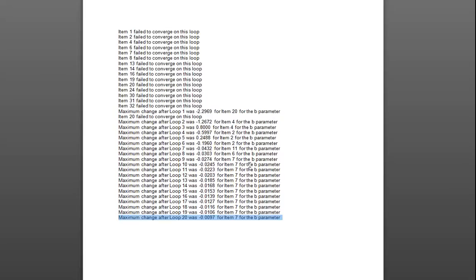One important thing to note here is that item 7 is mentioned each time in this list here. That means that for each one of these loops, item 7 had the largest change in its item parameters, which means that item 7 is most likely the problem item that you should look at.